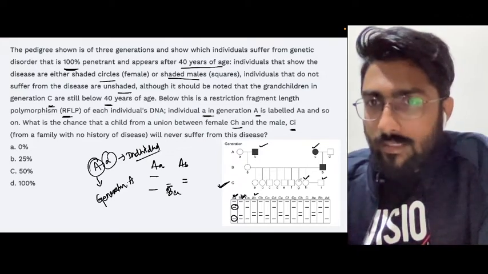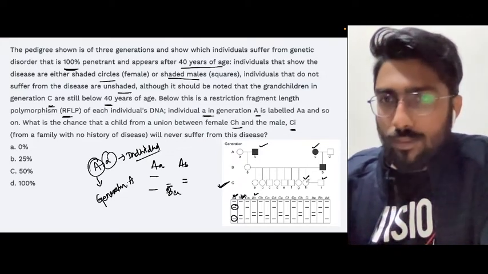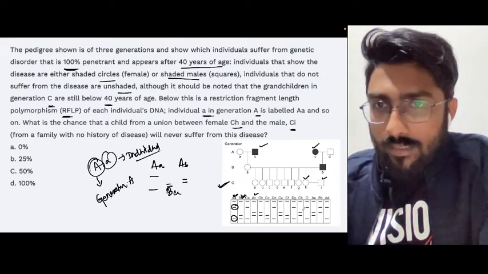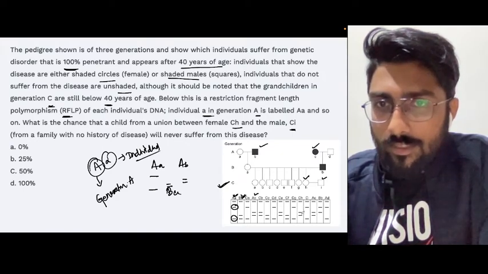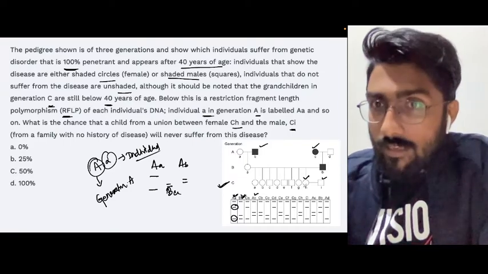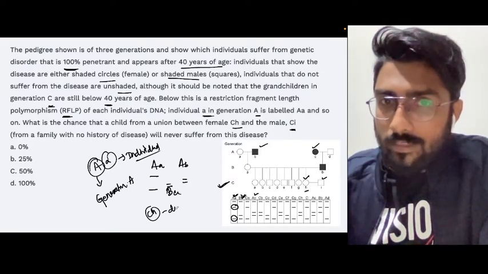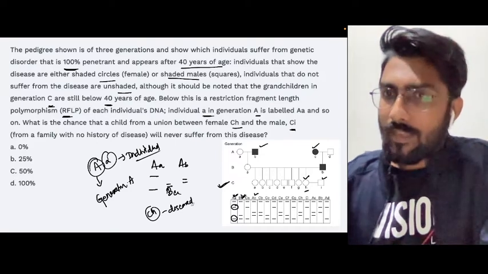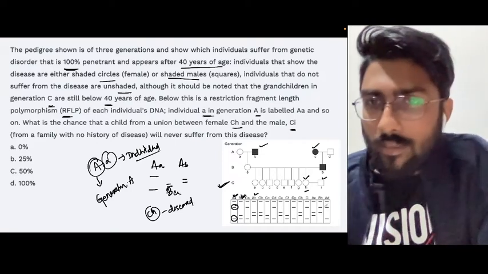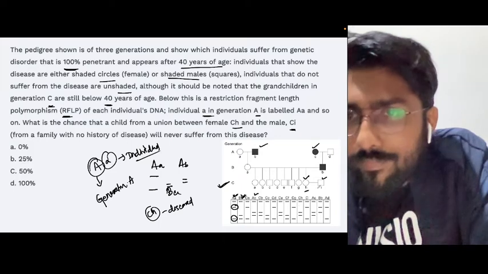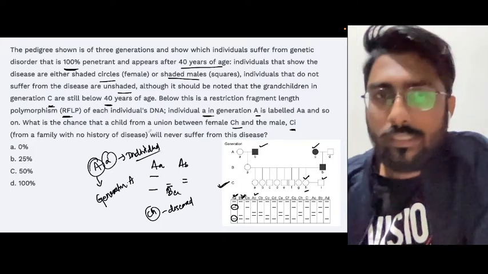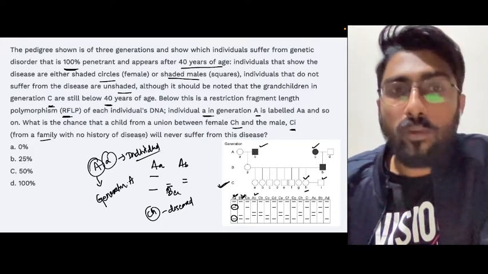So there is a pattern in the CH. CH is similar to AB, which is the diseased one. Like the CH will get the disease. CH will be diseased after 40 years, right? Then we have that CI. So CI is from a family with no history of disease.